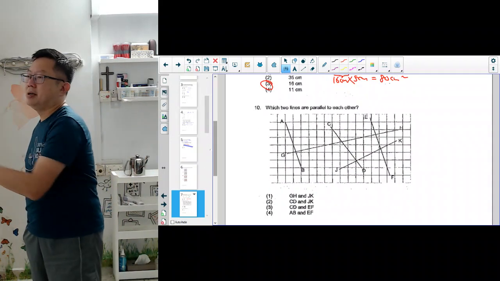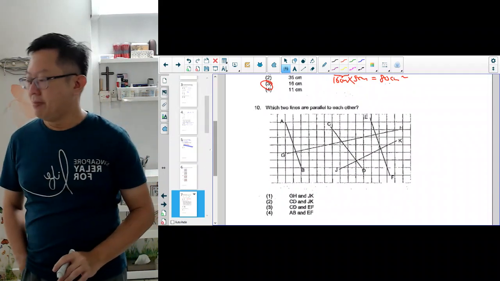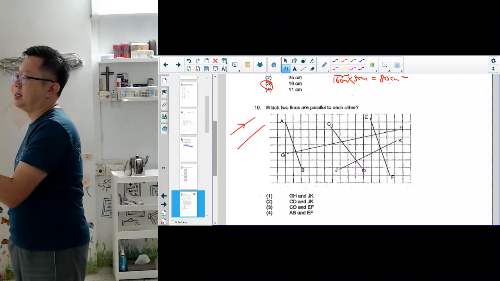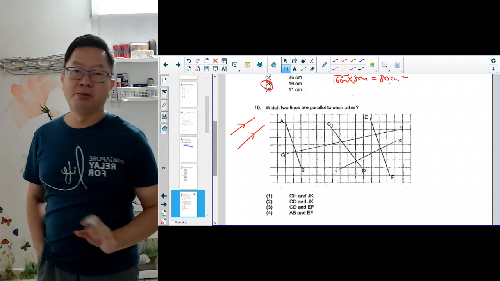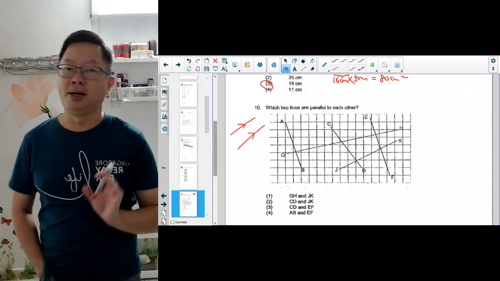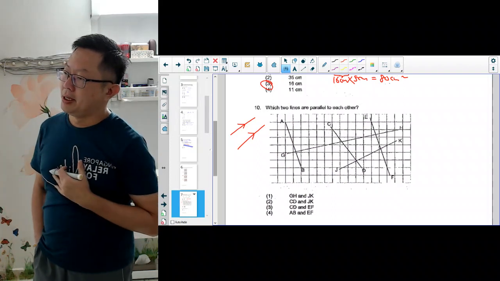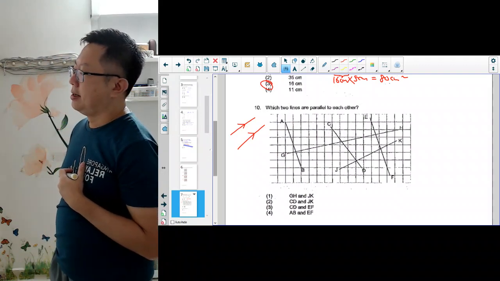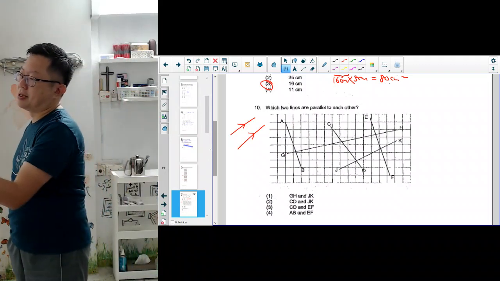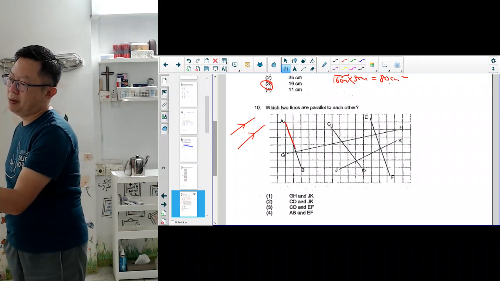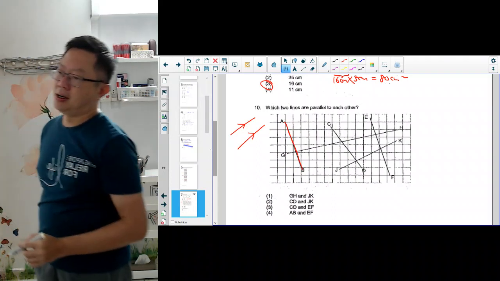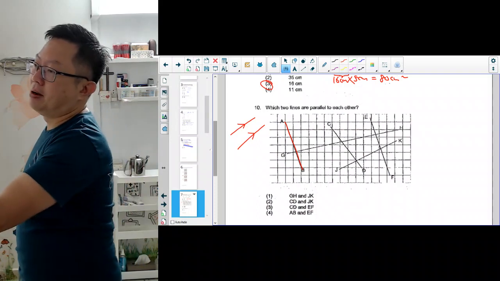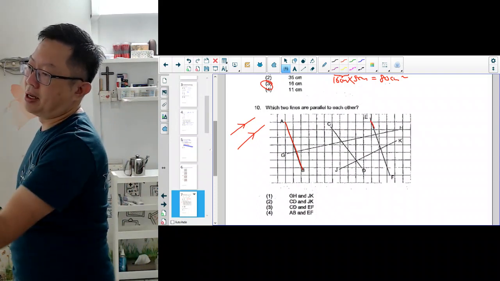Alright, question 10. Which two lines are parallel to each other? First of all, you must recognize what parallel lines are. They are two lines that don't meet, and they are also an equal distance apart. That's what you mean by parallel lines. So which two lines are parallel? Let's look at AB, for example. AB will be parallel to which line? You look carefully. How about EF? Let's see whether AB is parallel to EF.